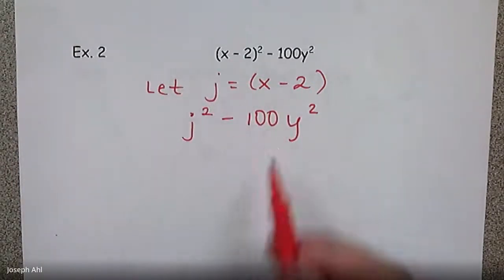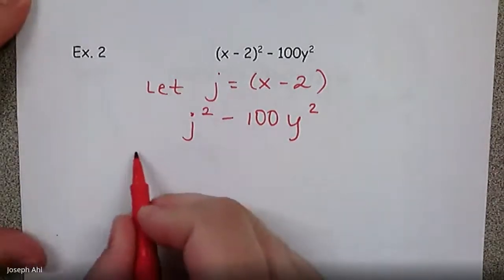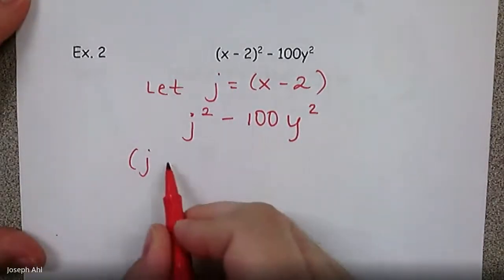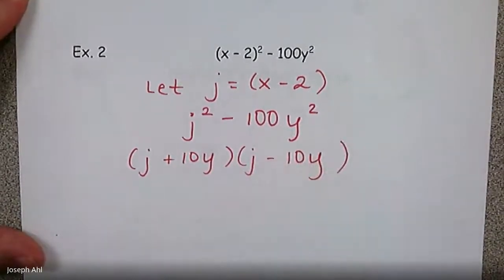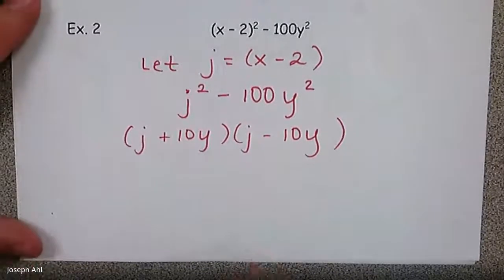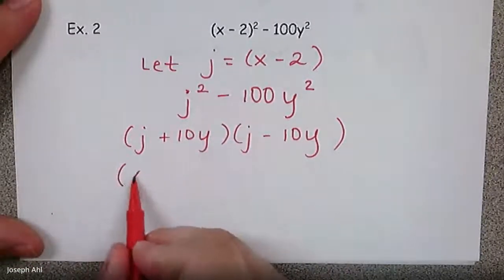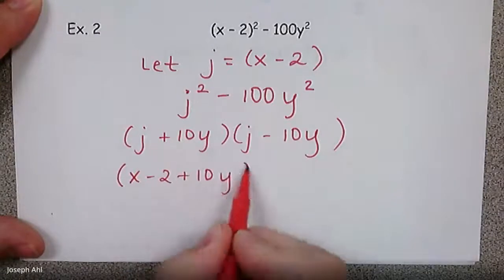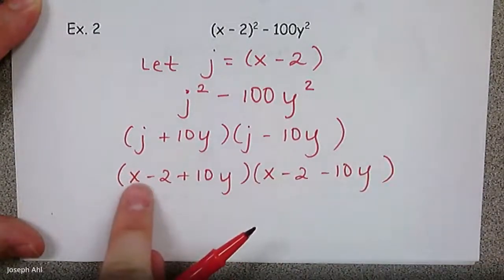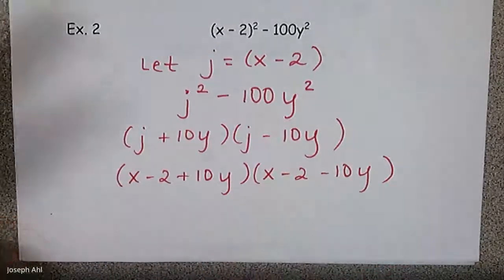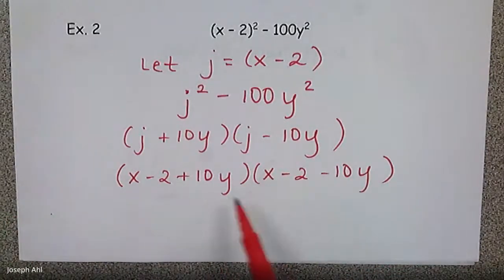So if I have j squared minus 100y squared, this is the difference of perfect squares, so it's going to be j plus 10y, and then j minus 10y. Once I've done that, just don't forget to resub in what I know j is. J is really x minus 2. And by the way, when you plug in that quantity x minus 2, notice I'm not putting a double set of parentheses around that. If you do, that's fine, but it wouldn't affect the way my final answer looks.